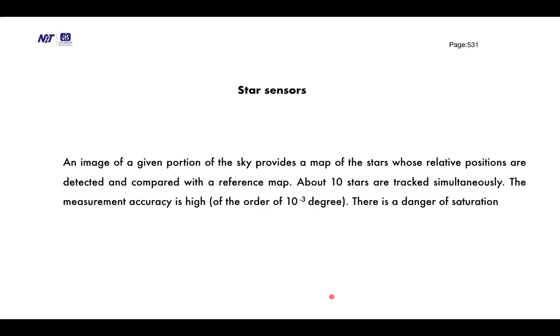Star sensors. An image of a given portion of the sky provides a map of the stars whose relative positions are detected and compared with the reference map. About 10 stars are tracked simultaneously. The measurement accuracy is high, of the order of 10 to the power minus 3 degree. There is a danger of saturation.